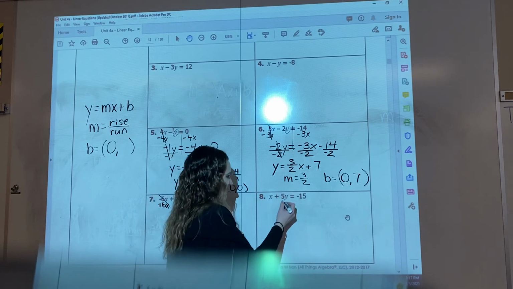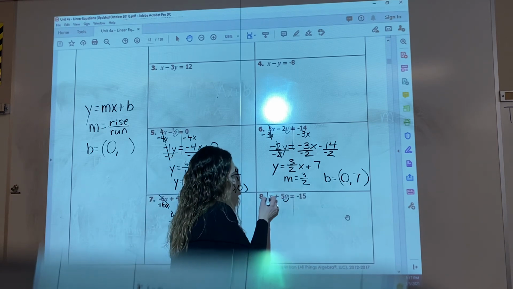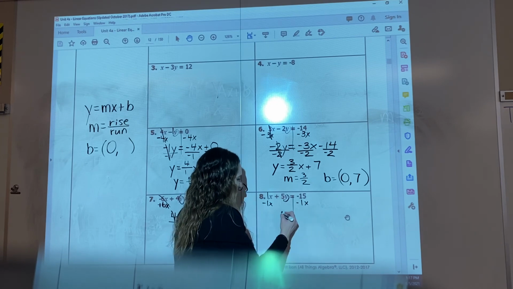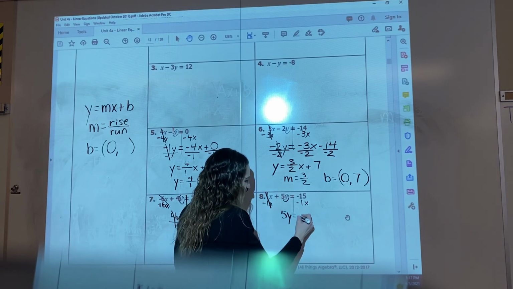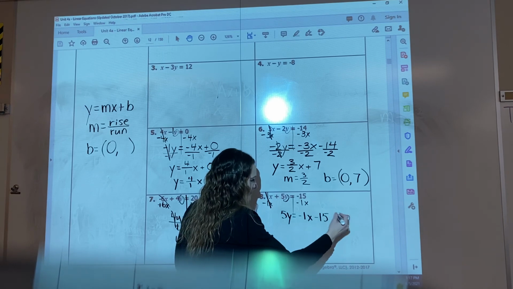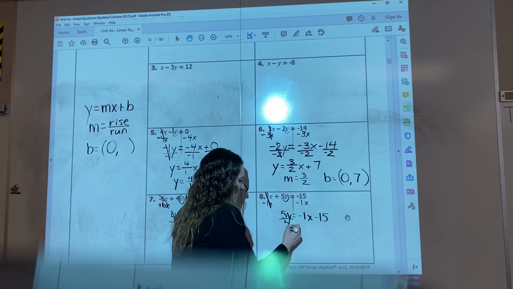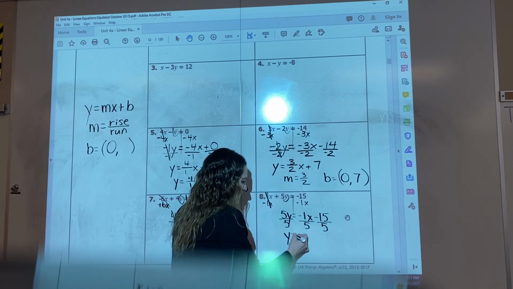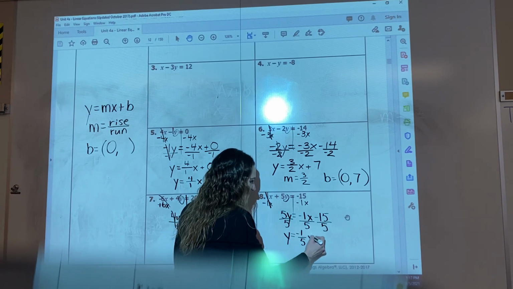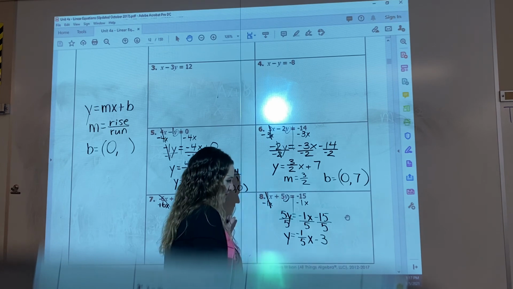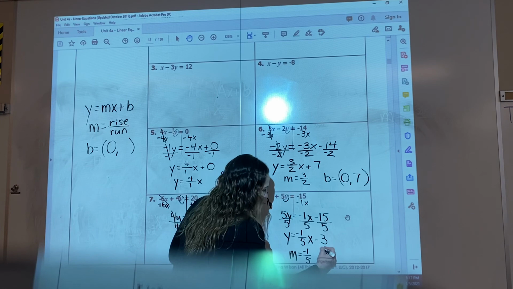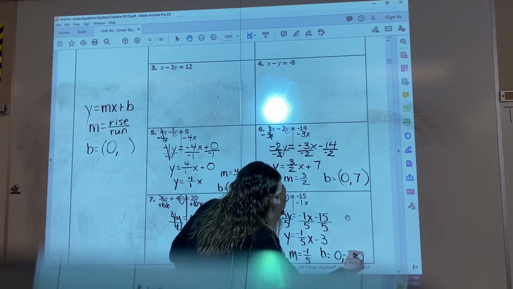Number 8, trying to get this y by itself. I'm going to put a 1 in front of that x and subtract that right away. So now I have 5y equals negative 1x minus 15. Next I need to divide by 5 to get the y by itself, leaving me y equals negative 1/5 x minus 3. My slope is going to be negative 1/5. My y-intercept is 0, negative 3.